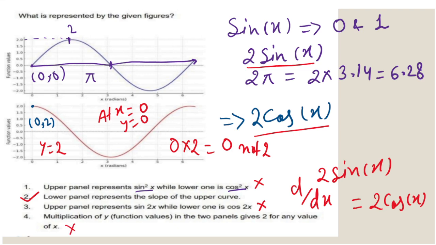So these graphs represent: the first one 2 sin x, the second one 2 cos x, and the lower panel represents the slope of the upper curve. That is the correct option.